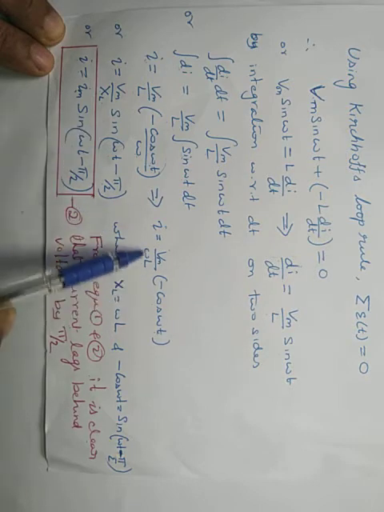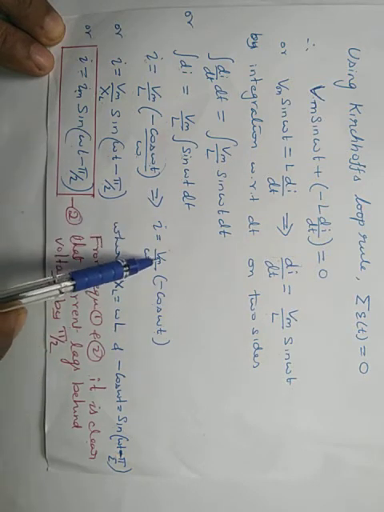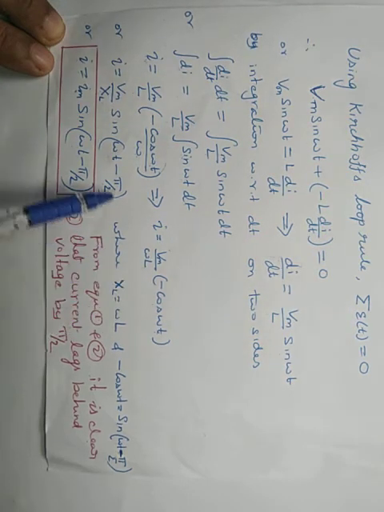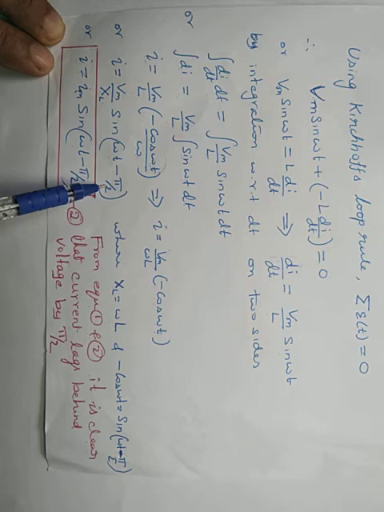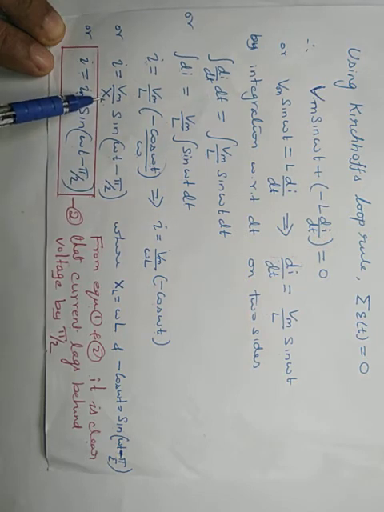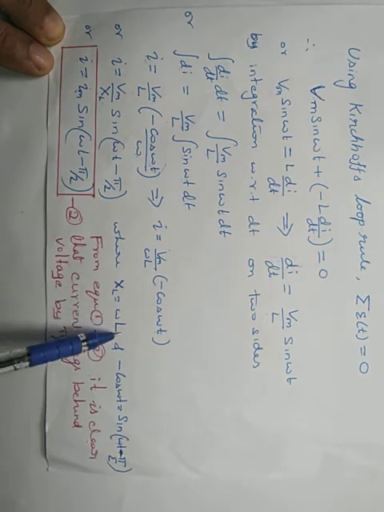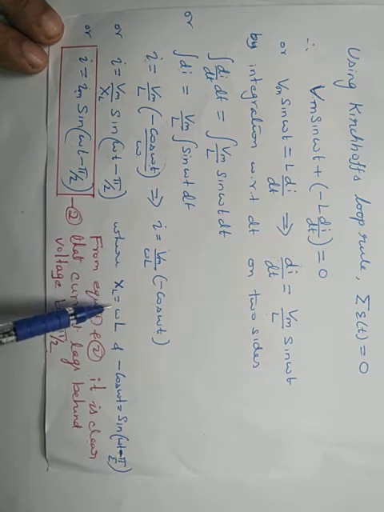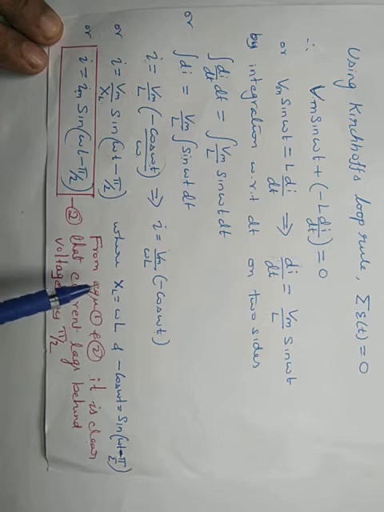So, you can write this equation as I equal to Vm by XL into sin omega t minus pi by 2, where XL is called the inductive reactance. You have to remember this: XL is nothing but omega L.